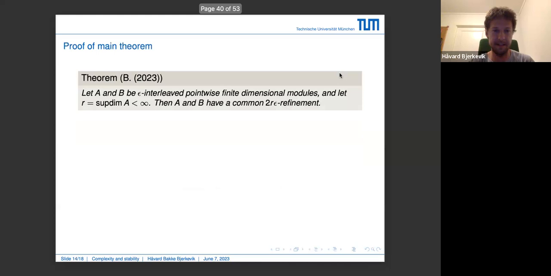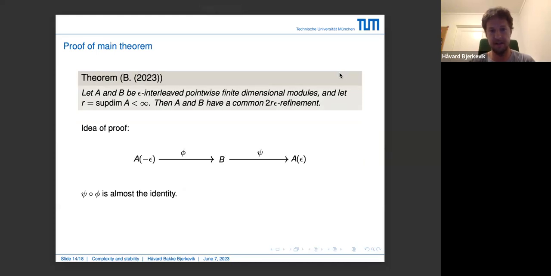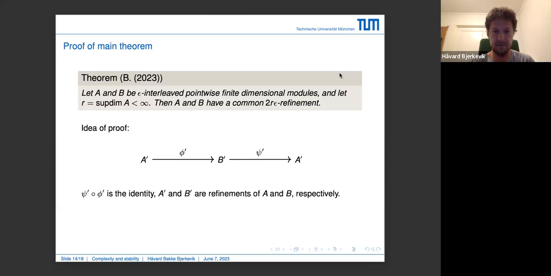Right, so I wanted to give a brief idea of how to prove this theorem without going into too much detail. What we start with is the only thing we have, namely an epsilon interleaving, which is this pair of maps phi and psi, between A and B, with an epsilon shift of A. And what we know is that the composition of the maps is almost the identity. The first step of the proof is to replace these modules with refinements of A and B. So the shifts of epsilon of A are replaced by a refinement of A, and B is replaced by a refinement of B. In changing the modules, we also change the morphisms a little bit, taking the induced morphisms we get from phi and psi. We want to do this in a way such that the composition is no longer approximately the identity, it's actually the identity. Because when we have this, we can apply the splitting lemma.